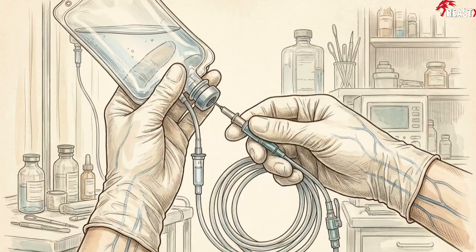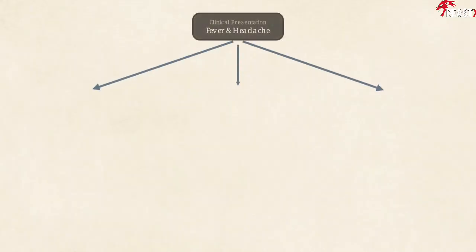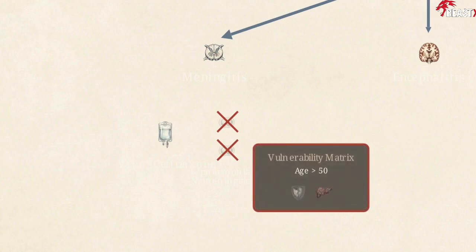These anatomical and pathogenic deductions find their ultimate purpose in the selection of empiric pharmacological therapy. Each terminal node on our decision tree corresponds to a specific drug formula. The baseline for acute bacterial meningitis is vancomycin and ceftriaxone. This provides broad coverage against primary threats, Streptococcus pneumoniae and Neisseria meningitidis. If the patient fits the vulnerability matrix, over 50 or immunocompromised, ampicillin is added to cover Listeria.